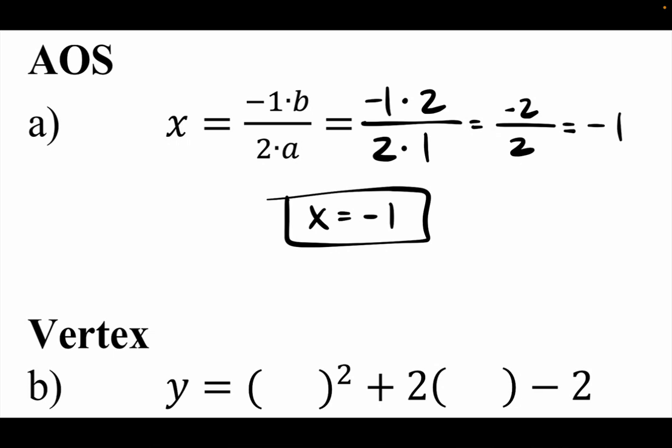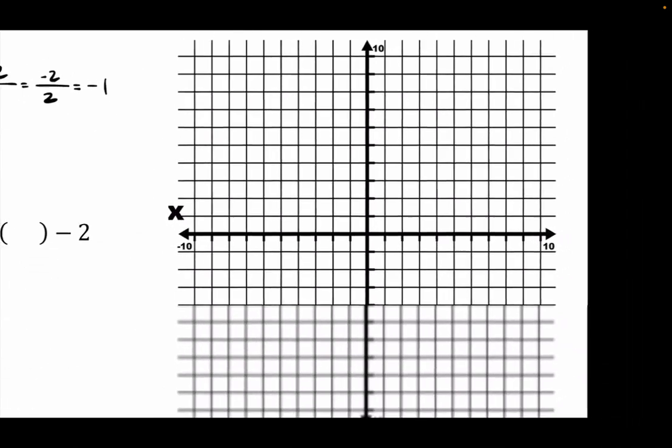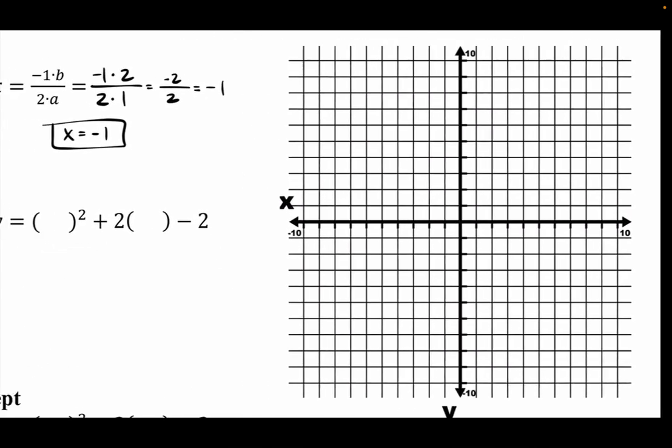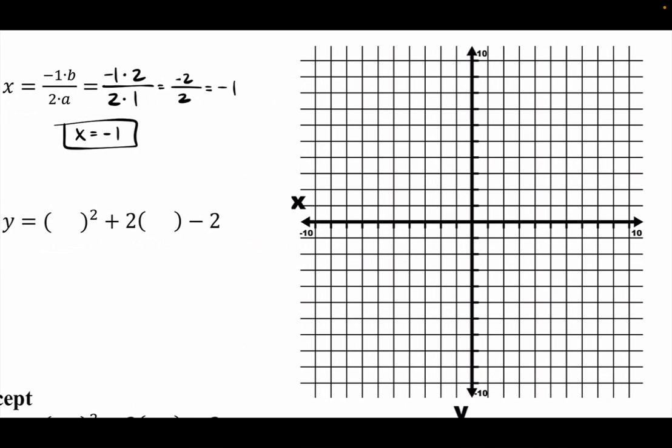So now I'm going to draw that on my graph. I'm going to build my graph. Remember, the axis of symmetry is always a vertical line. It's never going to be diagonal. It's never going to be horizontal. It always looks like this. So I'm going to put it where x is -1.